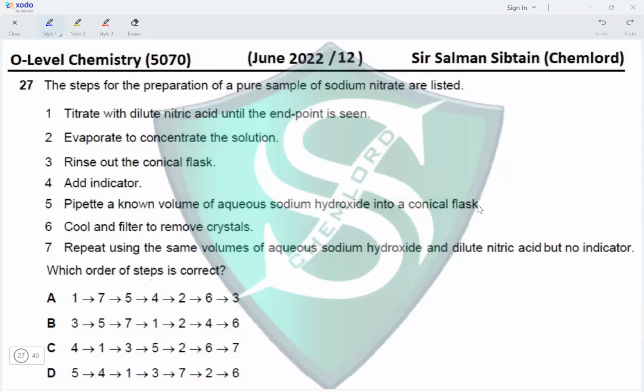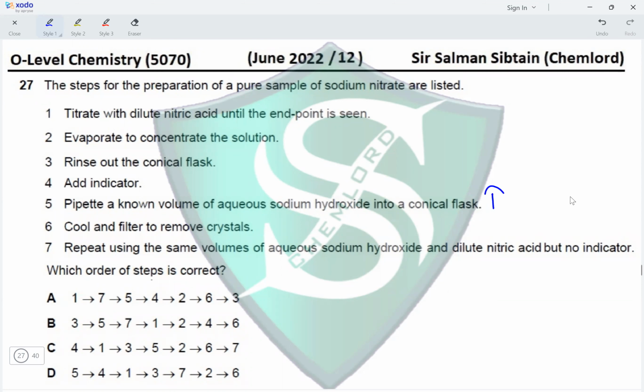Question 27. The steps for the preparation of pure sample of sodium nitrate are listed. Titrate with dilute nitric acid until the endpoint is seen. Evaporate to concentrate the solution. Okay, these are mixed up. Rinse out the conical flask, add indicator, pipette a known volume of aqueous sodium hydroxide into the conical flask. This should be the first point.